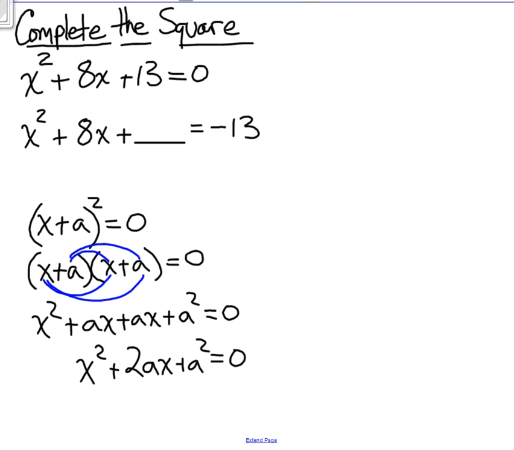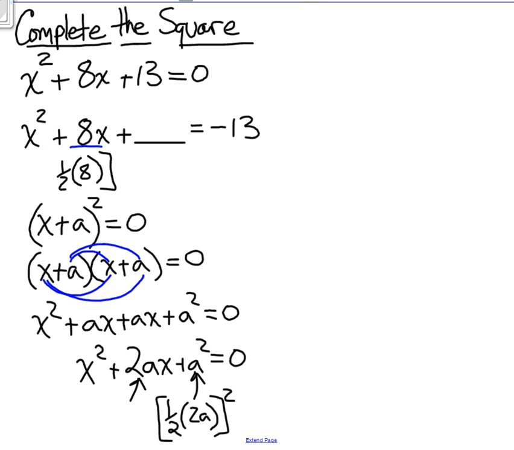And what's important to notice here is that the a is half of 2a. So what we have here is half of the linear coefficient, squared. Come back up here to the top for a second. If we take half of the linear coefficient and we square it, half of 8 is 4, squared is 16.